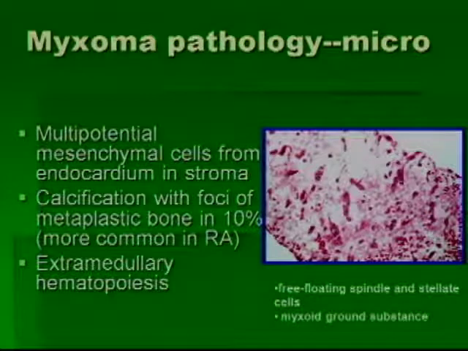Microscopically, myxomas appear to have multipotential mesenchymal cells from endocardium in the stroma. There can be calcification with foci of metaplastic bone, about 10%. This is more common in right atrial myxomas. There can also be extramedullary hematopoiesis. And you can see in the example here, there's free-floating spindle cells and stellate cells, and of course a lot of myxoid ground substance.